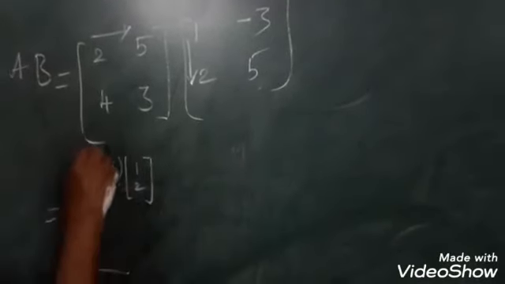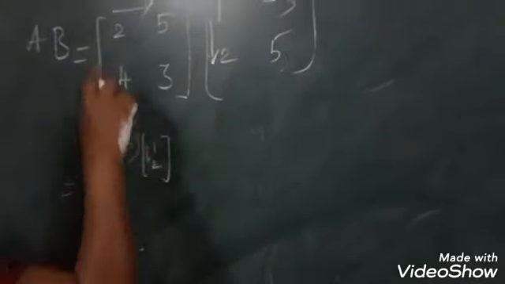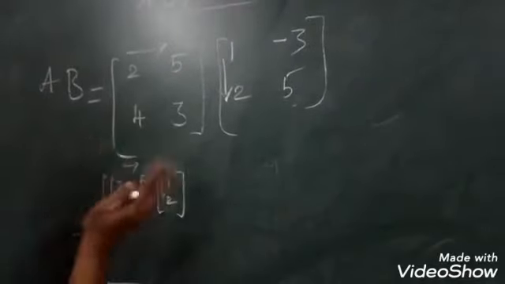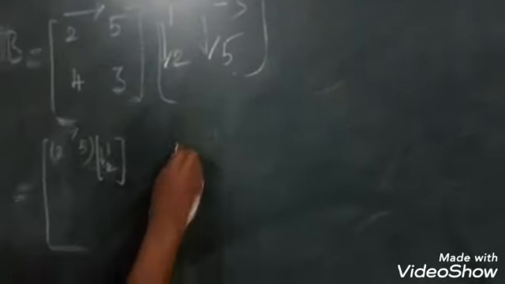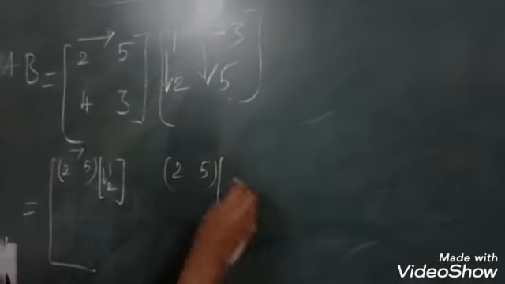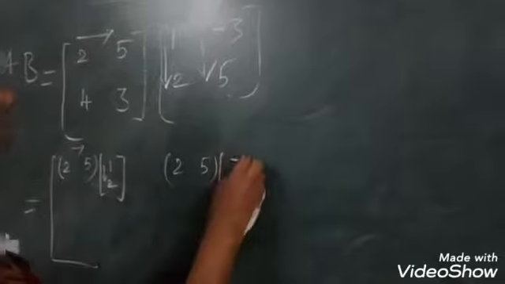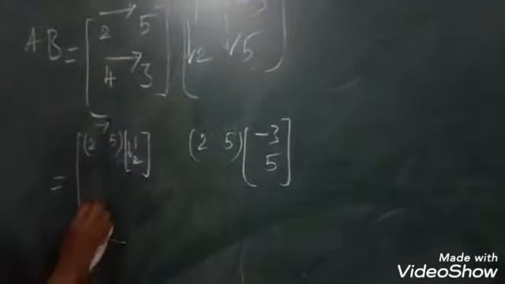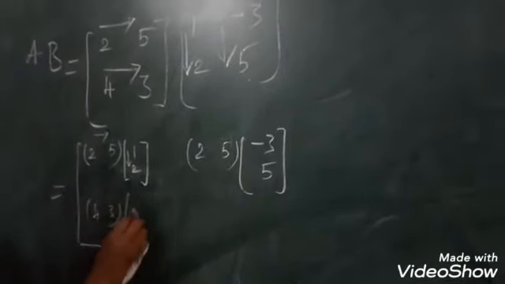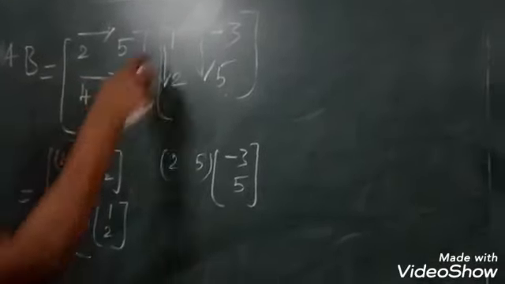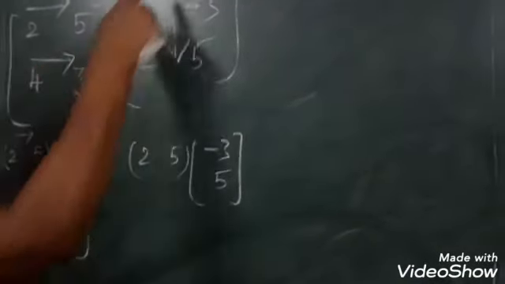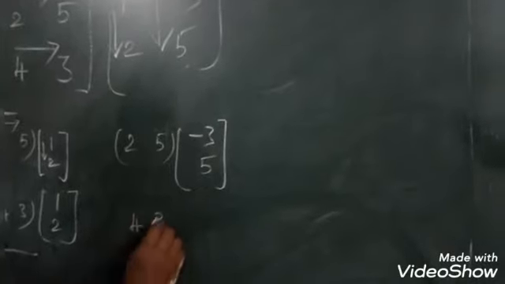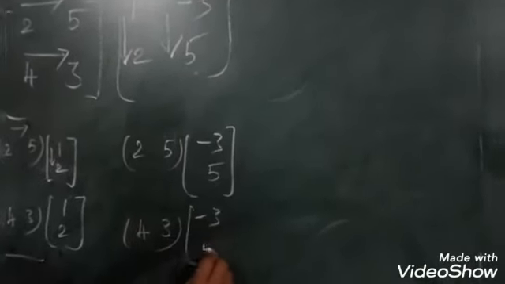Okay girls, you have to write it in the same L shape. If you know it very well, you can directly multiply. So the first two sums you have to do like this. Okay, 2, 5. And here, first row, second column: minus 3, 5. Then next, second row, first column: 4, 3 with 1, 2. Second row, second column: what is the second row? 4, 3. Then here minus 3, 5.